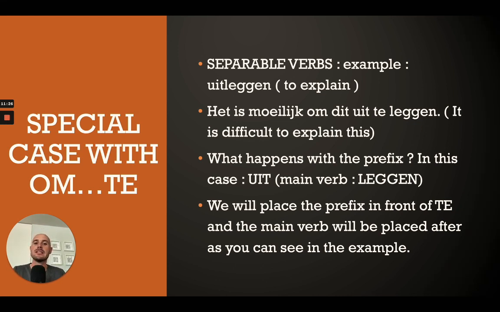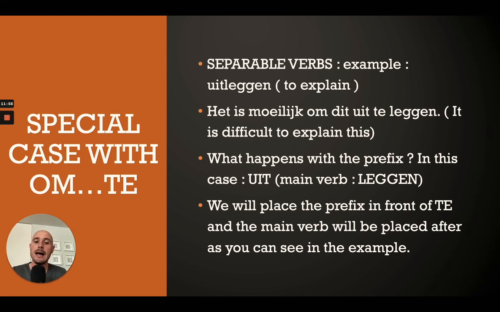Okay, so basically we are going to do it step by step. We'll start with a separable verb. The example will be uitleggen. Uitleggen is to explain. And our example sentence would be: het is moeilijk om dit uit te leggen. It is difficult to explain this. Now, first of all, separable verbs, remember, they have a prefix and they have a main verb. Okay, we analyze what is our prefix. That will be uit, and our main verb will be leggen.